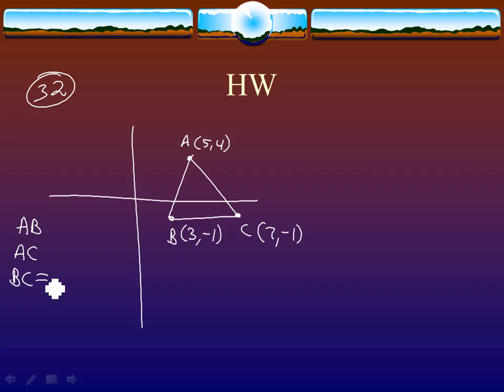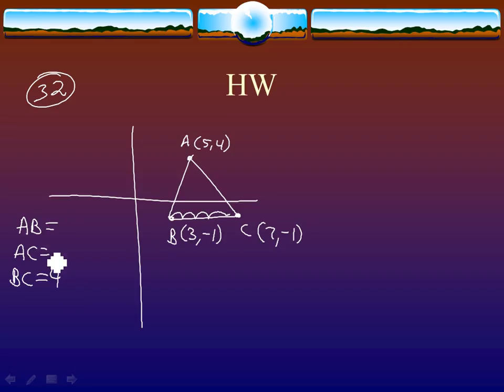Vertical, horizontal, which one is this? Horizontal. If it's horizontal, all we got to do is count, right? Look, the y's are the same, -1, -1. Then all you got to do is count from 3 to 7. How many spaces do you go from 3 to 7? 4. So how long is segment BC? 4. Now the other two aren't quite that easy.